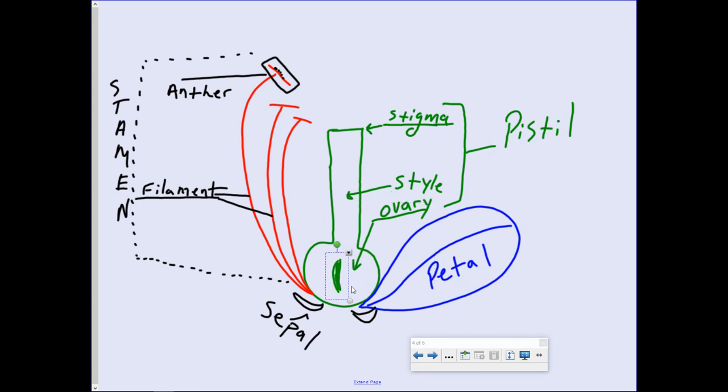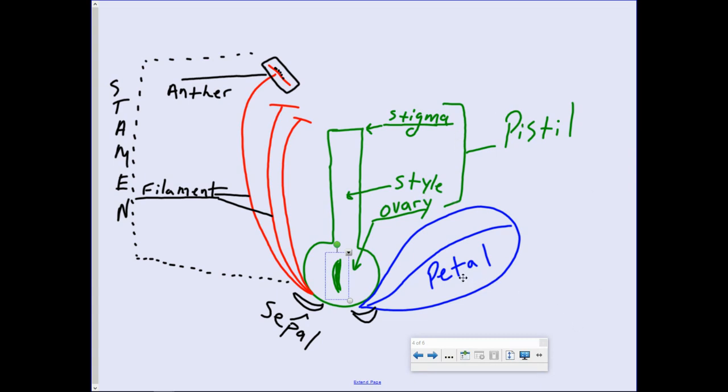We didn't have to label this, but this little green rectangle is called the ovule. So the O-V-U-L-E, this is where our actual seeds would develop. Okay, so the stigma, style, and ovary together make up our pistil.